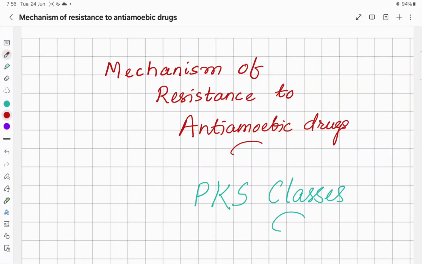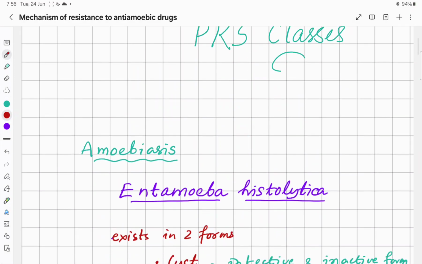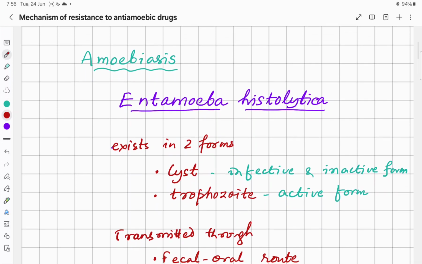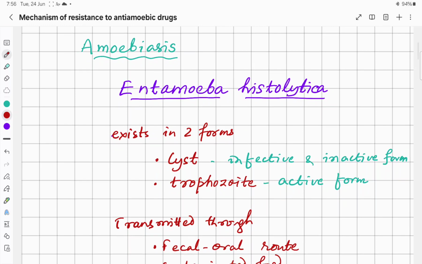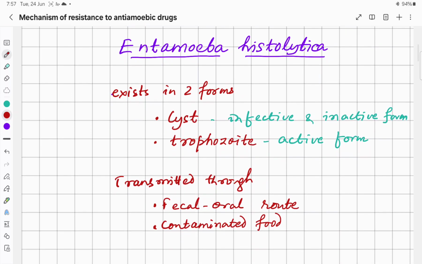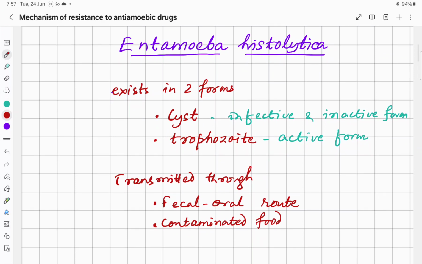Today we'll study mechanism of resistance to anti-amoebic drugs. So when we say anti-amoebic drugs, they act against amoebiasis, and the causative agent is Entamoeba histolytica. This Entamoeba histolytica exists in two forms, cysts and trophozoites. The cyst is the infective form, and inside the body the trophozoite is the active form, whereas the cyst is the inactive form.